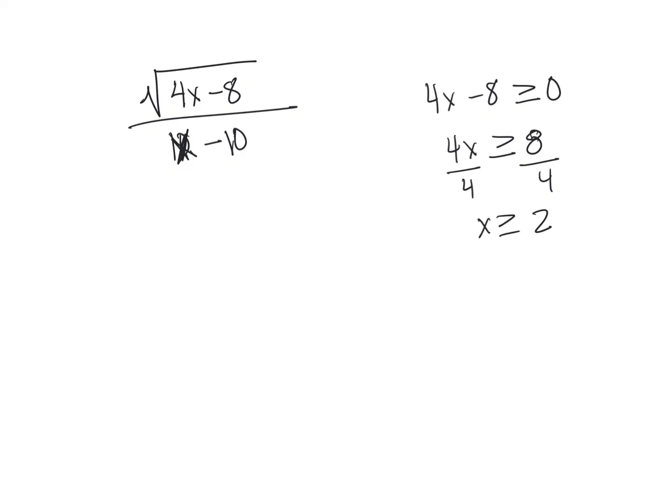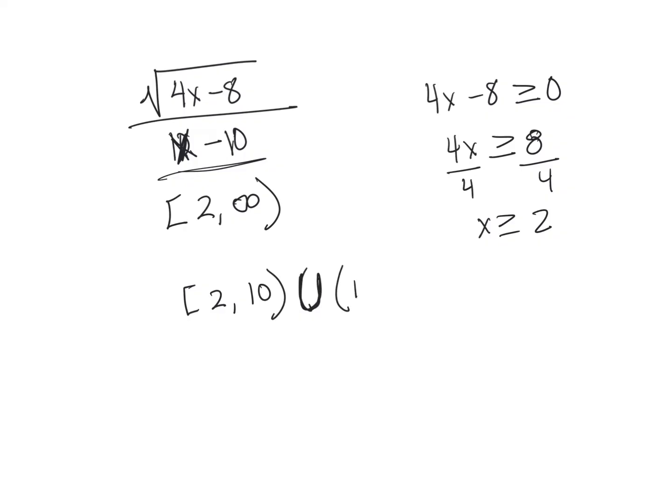And in interval notation, a lot of students gave me 2 to infinity. But what happens? That 10 does something. That 10 can't be in the domain, because if I put 10 in here, that blows up the bottom. And so I would have to write this as 2 to 10, not including 10, union 10 to infinity. So you have to break it up because you can't have that 10 in there.